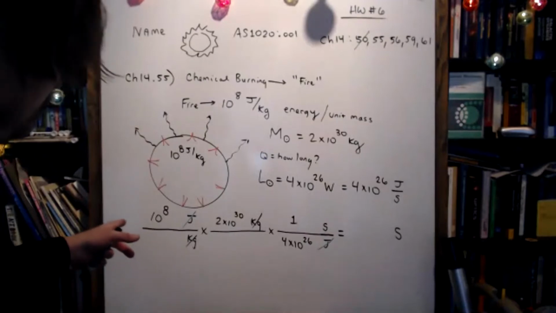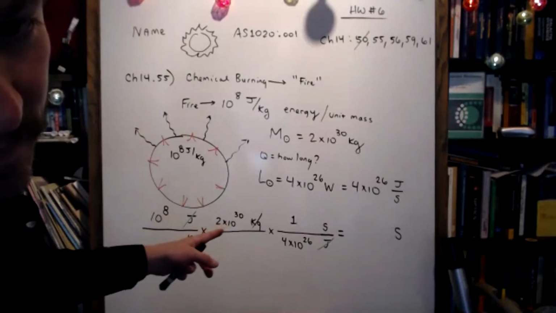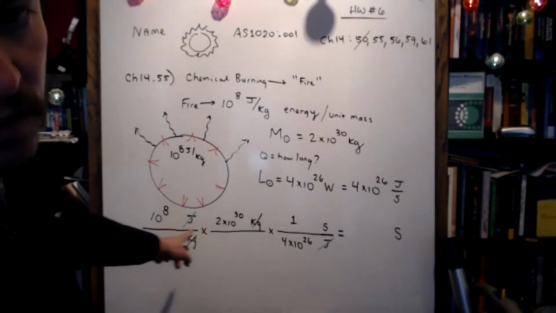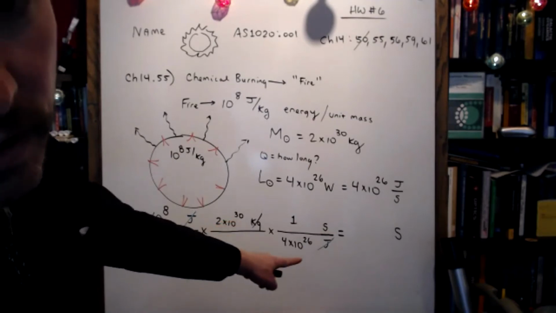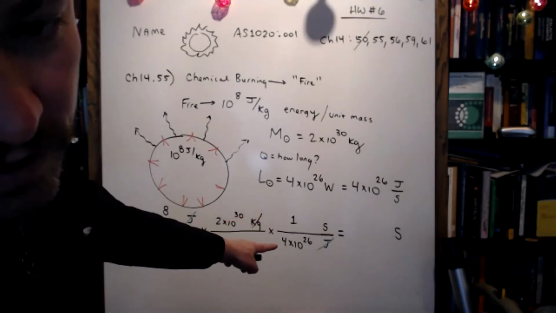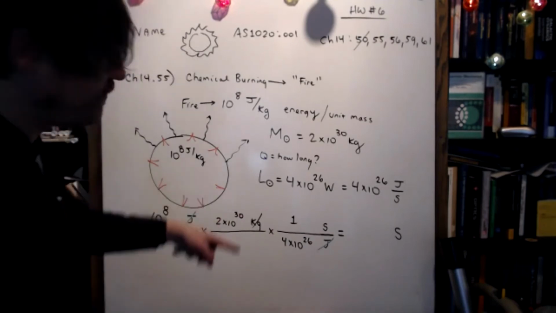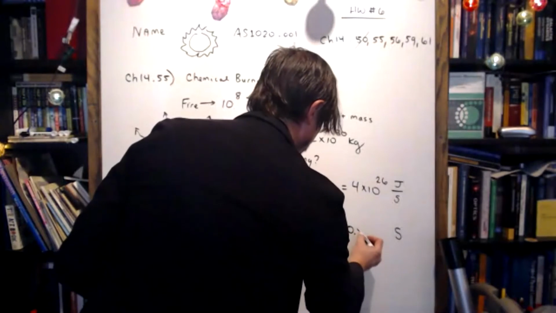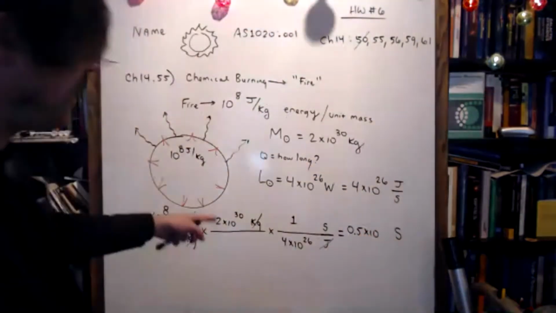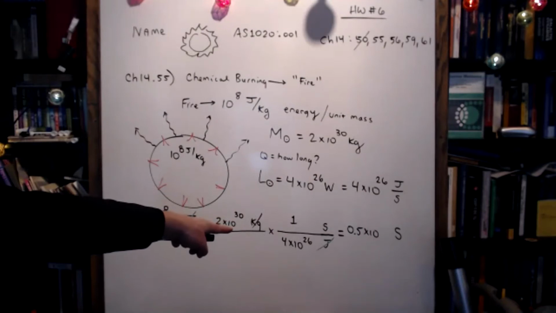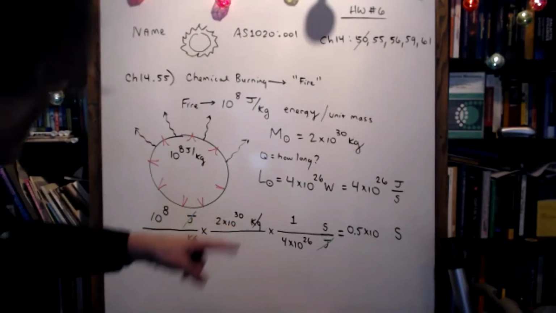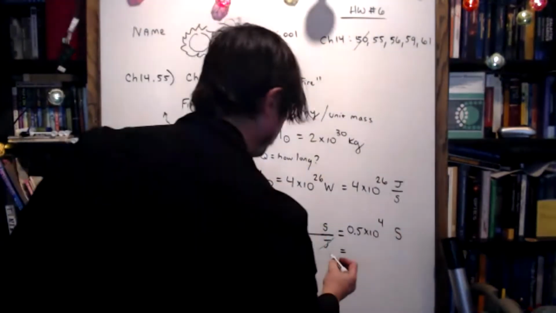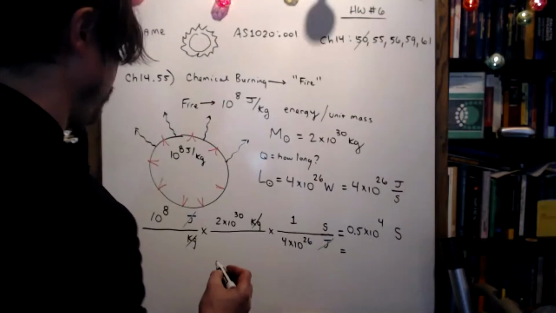Hey, Wyatt, since you're so good, can you do this in your head? 10 to the 8th. So then 2 times 10 to the 38th. And 2 divided by 4 is 1/2, right? So we have 0.5 times 10 to the 38 minus 26. And then we have to move it over. So yeah, 5 times 10 to the third.